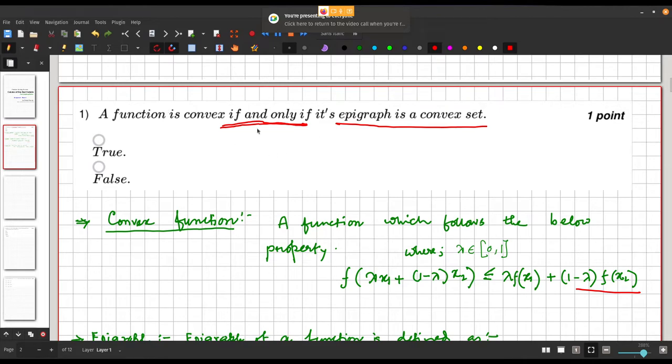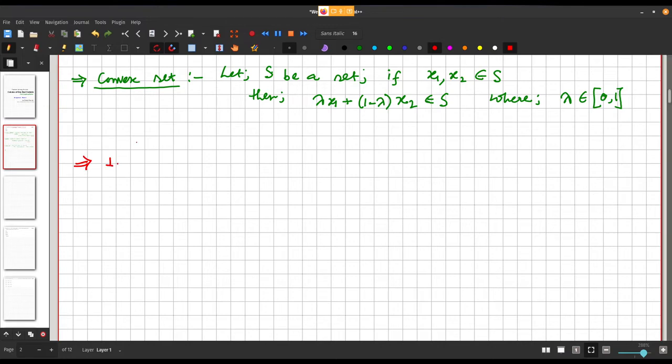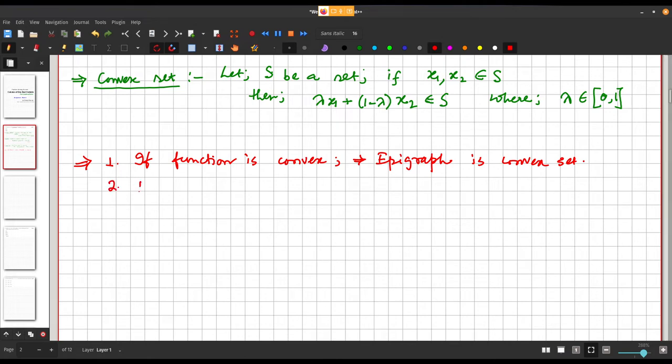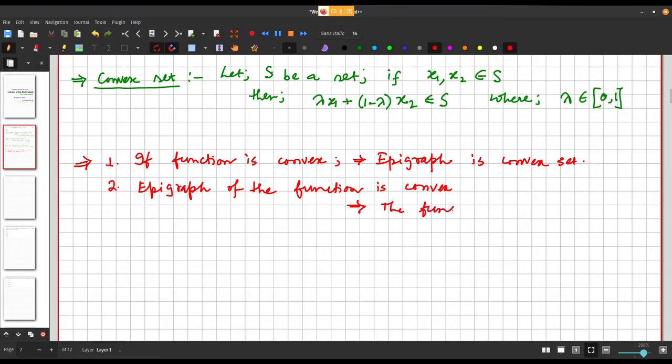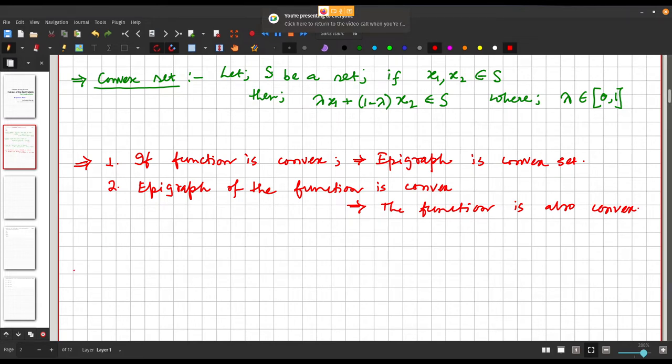So now let us prove that a function is convex if and only if its epigraph is a convex set. So we have to prove it both ways: that if the function is convex, then that will imply the epigraph is a convex set, and we also have to prove that if the epigraph of the function is convex, then that will imply that the function is also convex. So we'll prove them by contradiction.